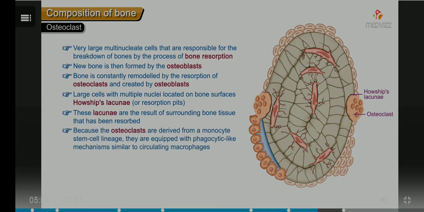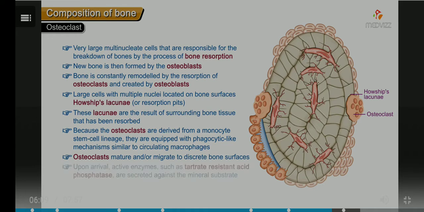Because the osteoclasts are derived from a monocyte stem cell lineage, they are equipped with phagocytic-like mechanisms similar to circulating macrophages. The osteoclasts mature and migrate to discrete bone surfaces. Upon arrival, active enzymes such as the tartrate-resistant acid phosphatase, or TRAP, are secreted against the mineral substrate.